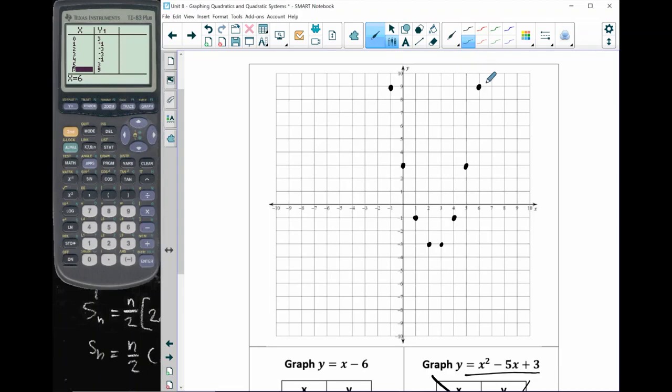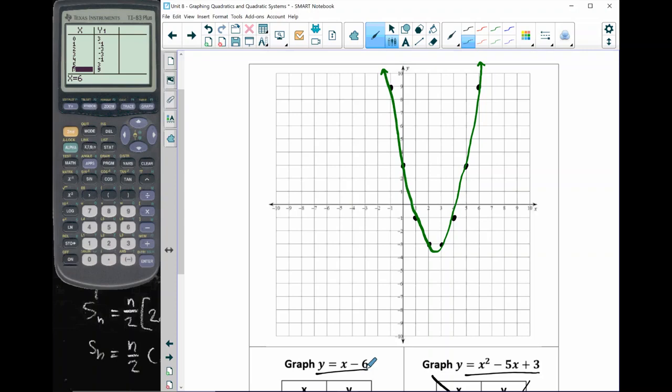So here's my quadratic. I'm going to draw this as best I can. There we go. Now I just need to graph my linear line.